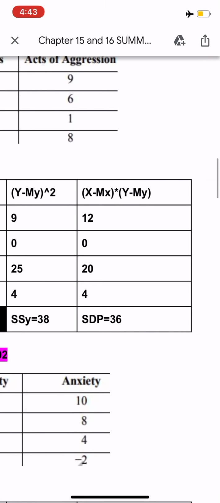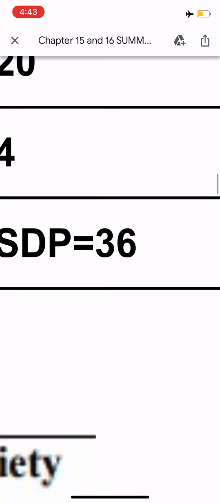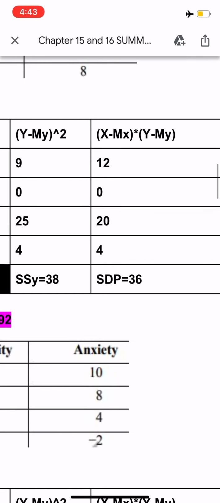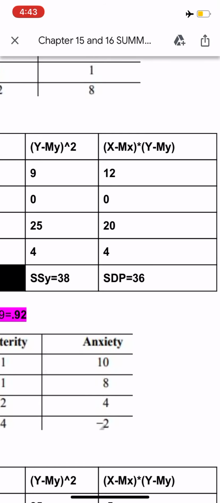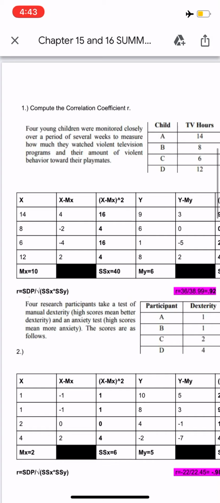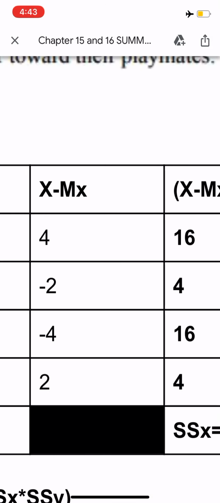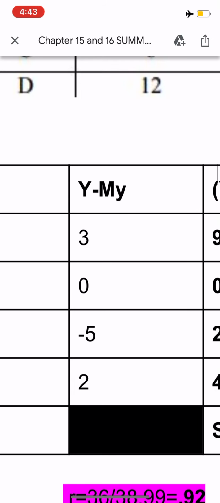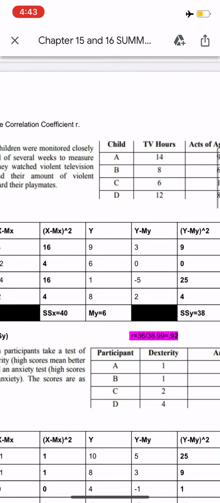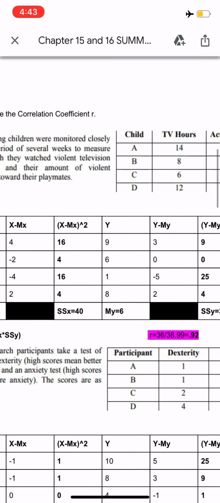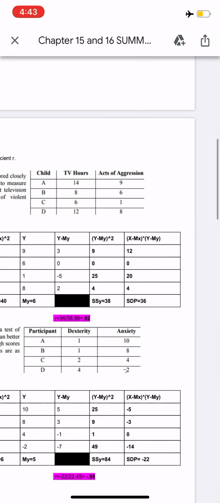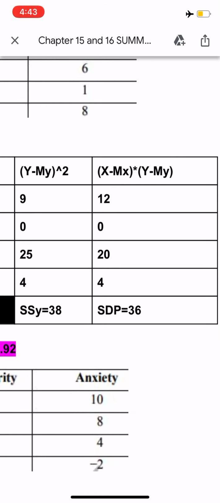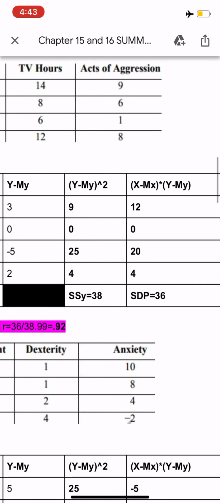All right, so a new step that we haven't done is solving for SDP. So it's the sum of the deviation products. And it's exactly what it sounds like. These are the deviations, right? X minus MX, that's the deviation of X from the mean, and Y minus MY, that's the deviation of Y from the mean. So you're multiplying 4 times 3, negative 2 times 0, negative 4 times negative 5, and 2 times 2. You do that, you get the sum, you get SDP.